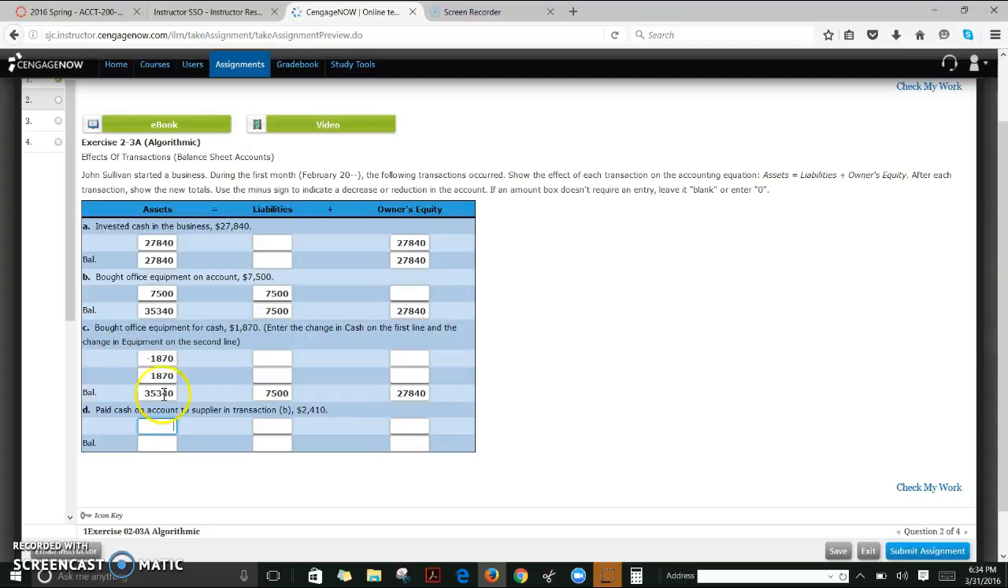Okay, and then the next one, paid cash on account to a supplier in transaction, 2,410. So we're paying for that office equipment that we bought up here, so paid cash, so I'm going to hit minus 2410 to decrease that asset. And I also owe less money on my liability, so I'll decrease 2410 on the liability.